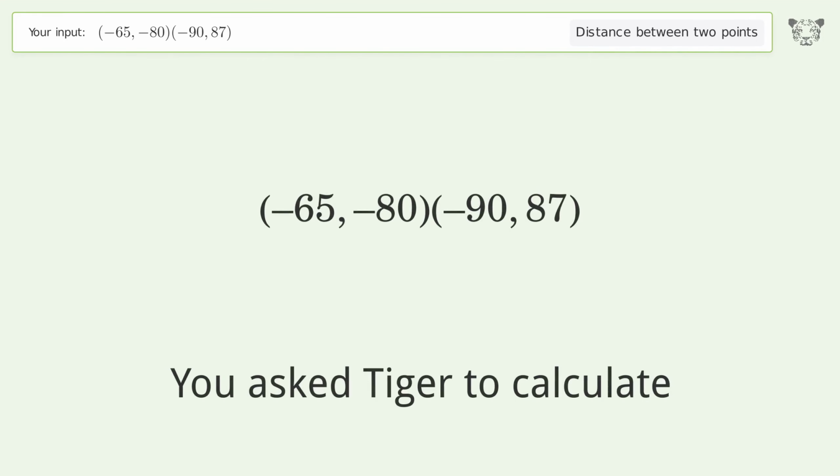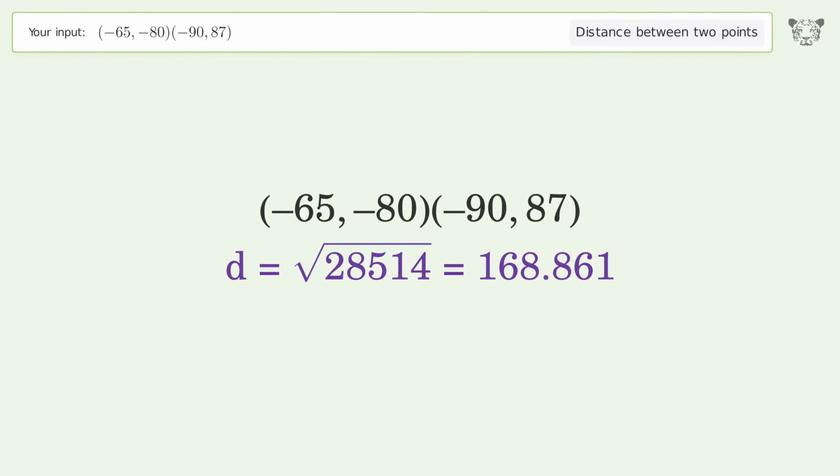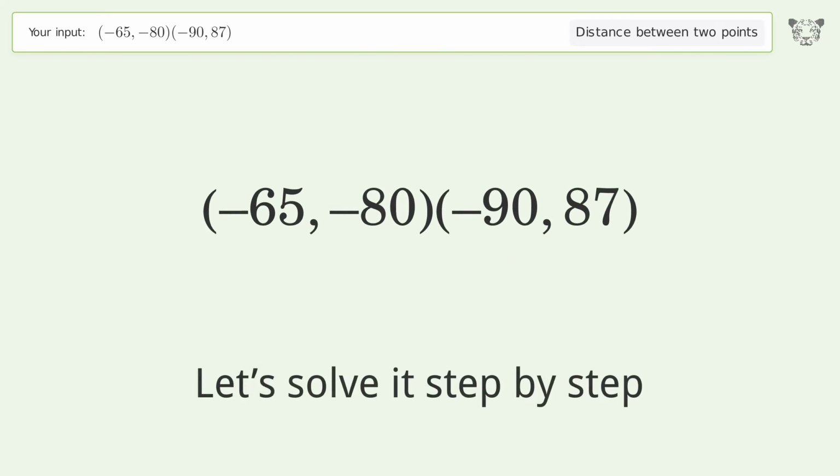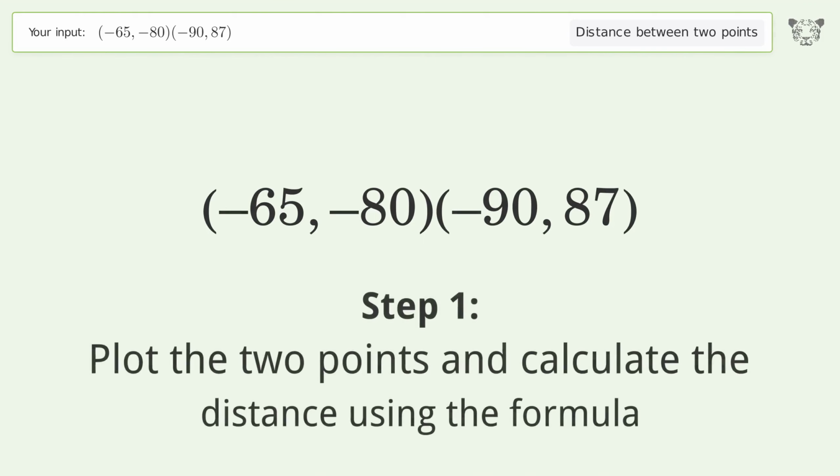You ask Tiger to calculate. This deals with the distance between 2 points. The distance between the 2 points is the square root of 28,514, or 168.861. Let's solve it step by step. Plot the 2 points and calculate the distance using the formula.